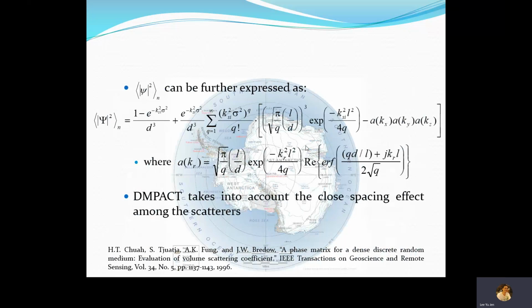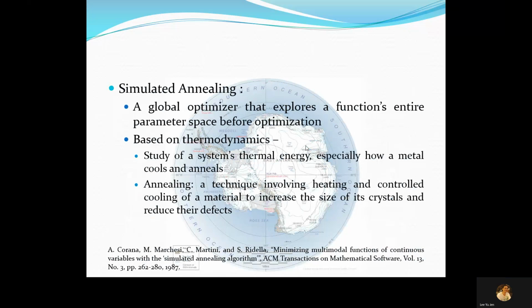So in our CIs, we treat the CIs as an electrically dense medium. Now the simulated annealing optimizer is a global optimizer which explores the function's entire parameter space before the optimization. And this optimizer is based on thermodynamics, which is the study of a system's thermal energy, especially how we can cool and anneal a metal.